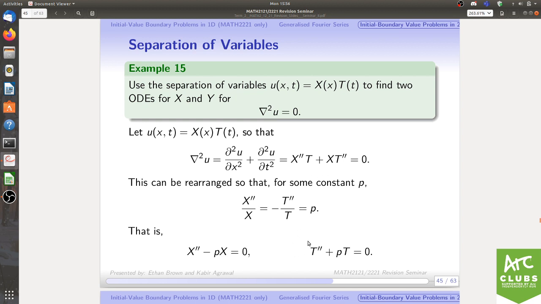Now what ends up happening is that we can rearrange. We'll just ignore this bit for now and focus our attention over here. And when we rearrange this, we end up with X double dash over X is equal to negative T double dash over T.